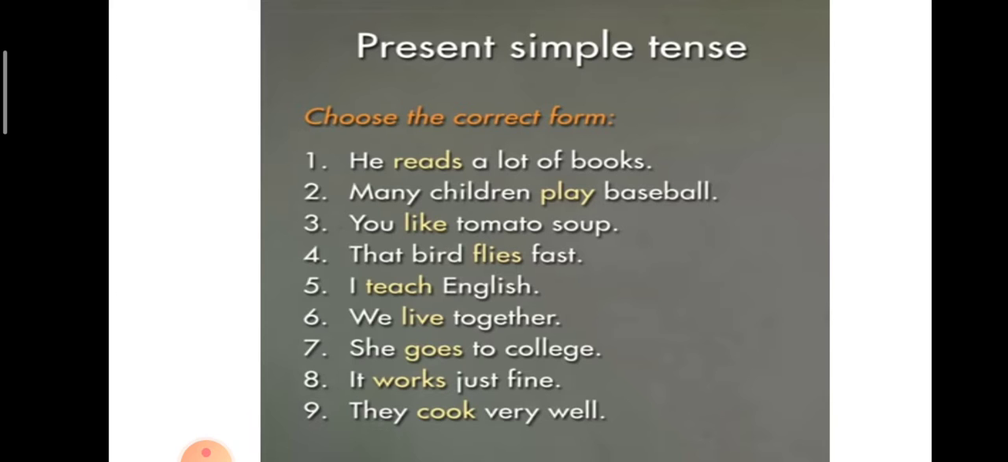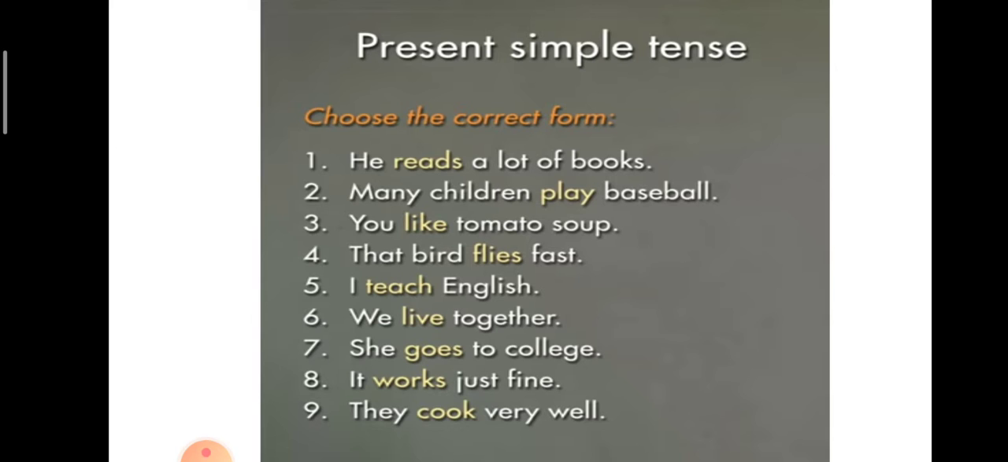That bird flies fast. That man or that bird all denote third person. So we are just adding the s form of the verb, that is fly, flies. I teach English. I told you earlier, subjects like I, you, we, they, those will take the same root verb. So teach. We live together. As usual, you're not changing the root verb.